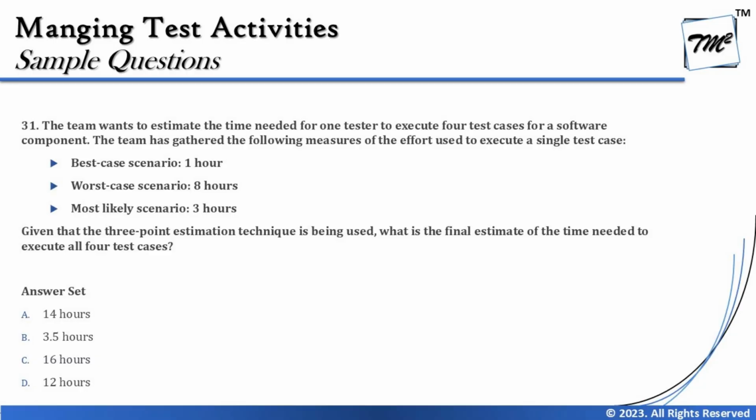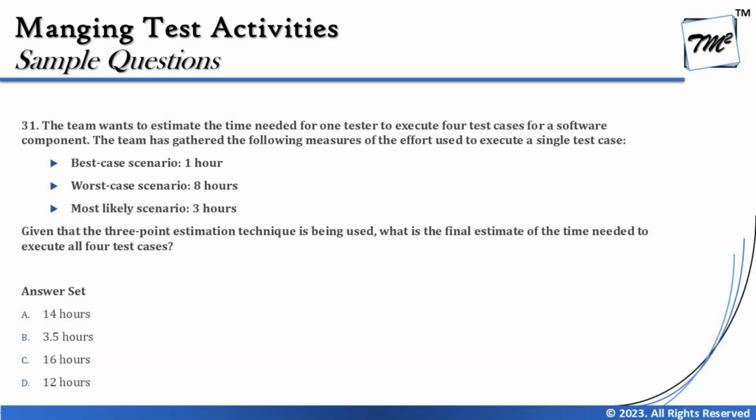Let's move on to the next question. The next question we have for you is 31. And this question is about estimation. It says the team wants to estimate the time needed for one tester to execute 4 test cases for a software component. If you look carefully, I'm talking about one tester to execute 4 test cases, right? So these numbers would play a vital role when you're estimating. The team has gathered the following measures of the effort used to execute a single test case.